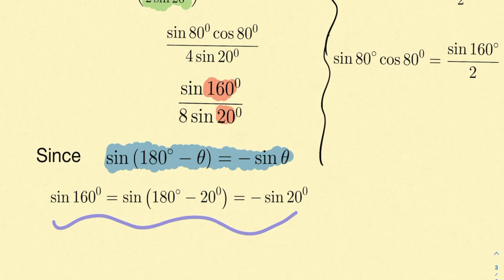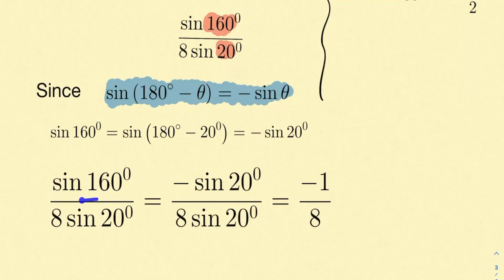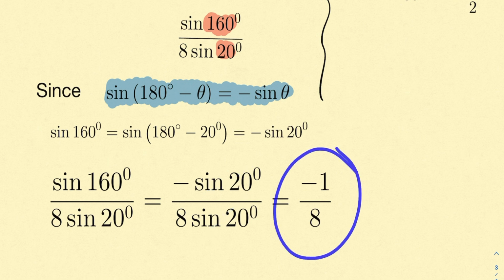Let's do that substitution and see what happens to the expression. Replacing the sine of 160 with the sine of 20, we can see our sine of 20 degrees cancels, and our final answer is 1/8. All right, that concludes today's lesson on evaluating trig expressions. Thank you.